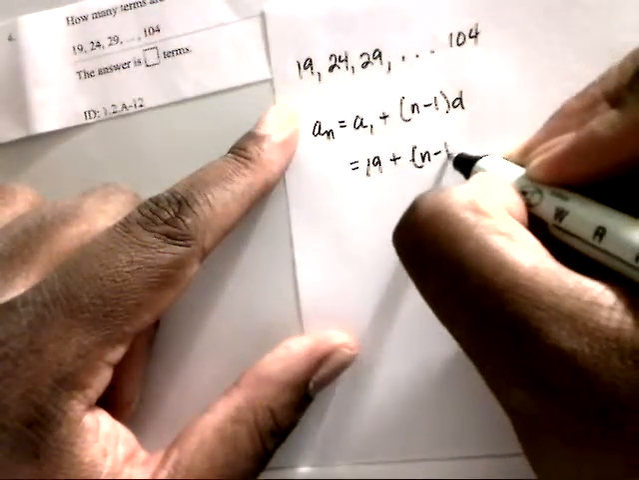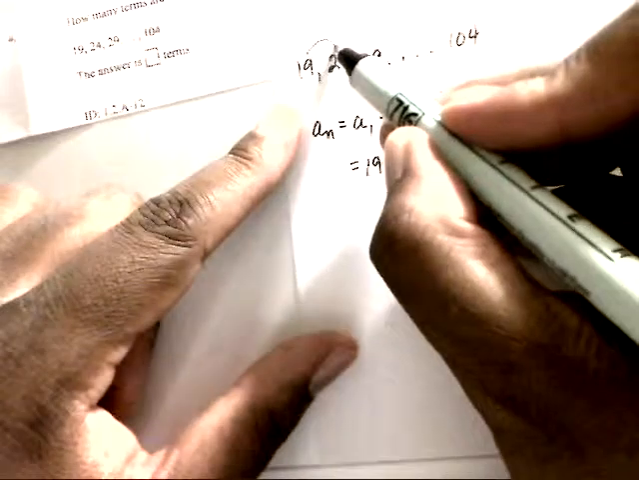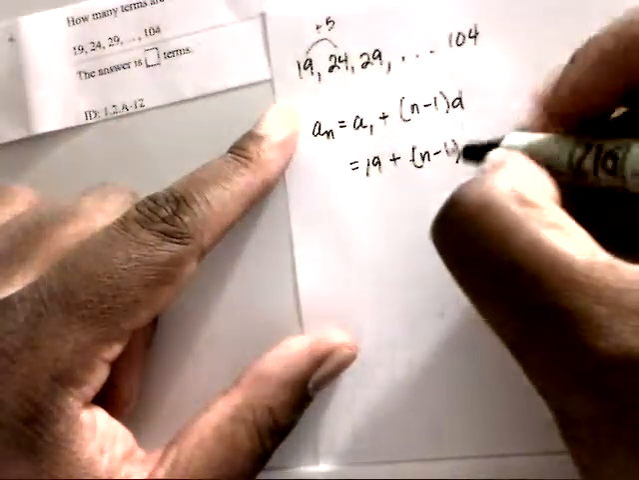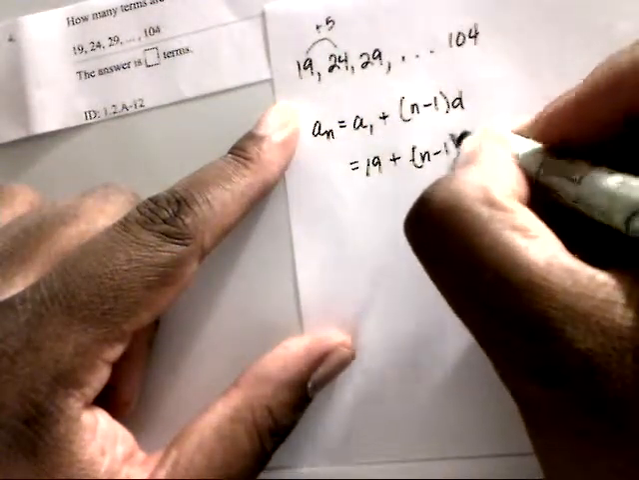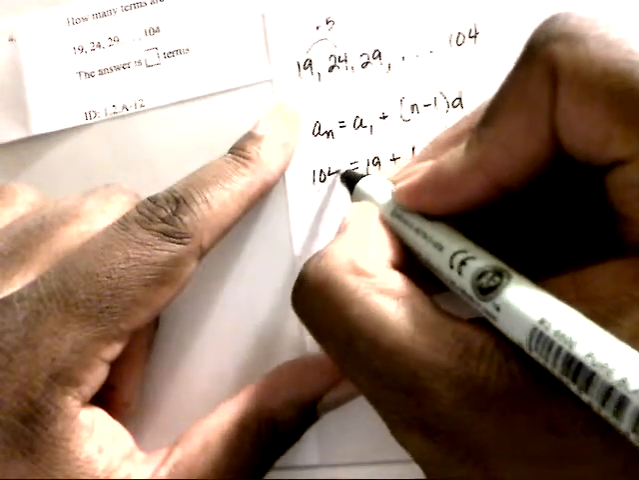N is what we're trying to find. The common difference from 19 to 24, we're adding 5. So d is going to be 5. The last term is 104, that's going to be A sub n.